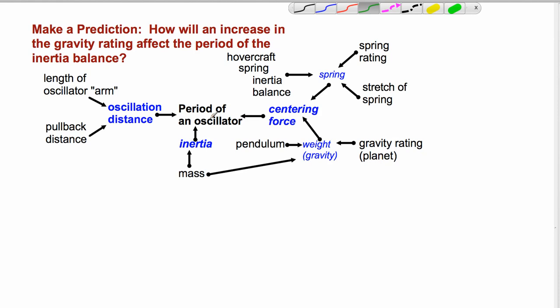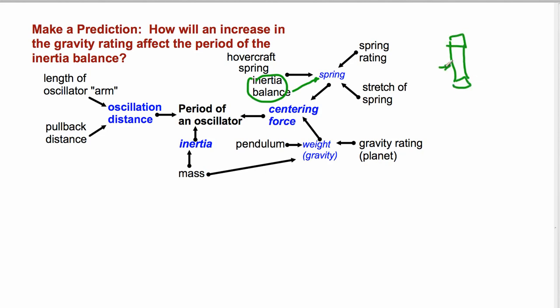But we better check to see what the centering force on the inertia balance is. We know that the inertia balance has a centering force, there it is right there, of springs, the side pieces on the inertia balance. There's the inertia balance. These side pieces are kind of springy. They're the things that pull the inertia balance back to the center of its oscillation. So in fact, weight is not a centering force of the inertia balance. And therefore, even though the gravity rating will change the weight of whatever is on there, it won't change the centering force of the inertia balance because weight is not the centering force.